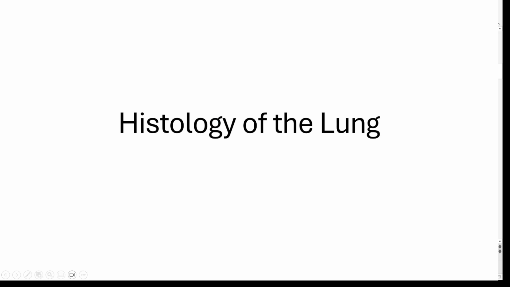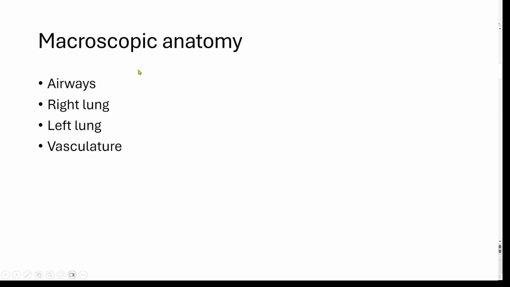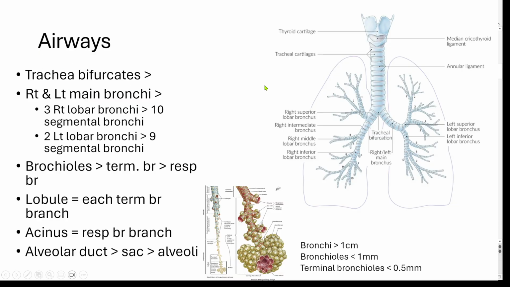Okay, the histology of the lung. So we have the macroscopic anatomy. I'll start with the macroscopic anatomy, but focusing mostly on histology. The airways: we have the trachea bifurcating to the right and left main bronchi, which give rise to the lobar bronchi corresponding to 3 lobes on the right side and 2 lobes on the left side. The lobar bronchi each give about 3 segmental bronchi on the right side, and about 4 to 5 segmental bronchi on the left side.